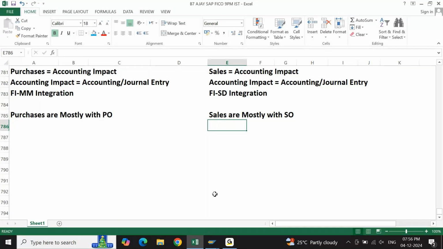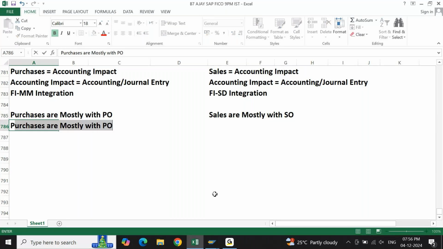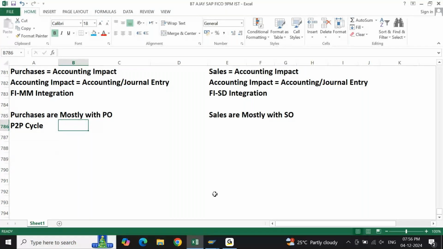Now here, most of the times, you would have heard something called P2P cycle. Anybody heard P2P cycle? Right. Similarly, which cycle is used here? O2C. O2C cycle.